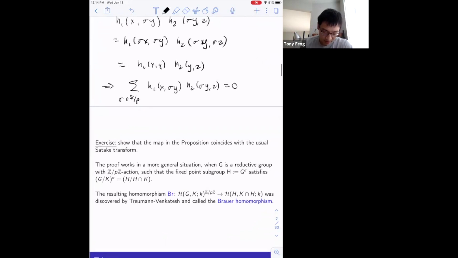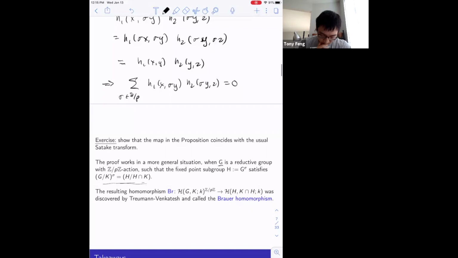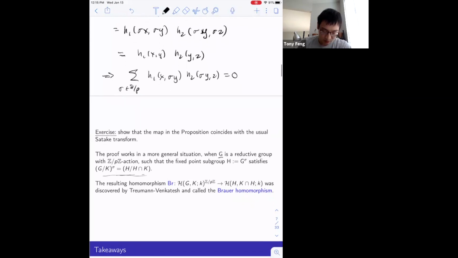I would also remark that the proof works in a more general situation where you have some reductive group with a Z mod P action, and then you take its fixed point subgroup for the Z mod P action, you get some other reductive group H, and it satisfies this kind of double coset fixed point property. The resulting homomorphism of Hecke algebras is called the Brauer homomorphism. It's, as far as I know, discovered by Treumann and Venkatesh. And they have a paper where they study the implication of this for the Langlands program.